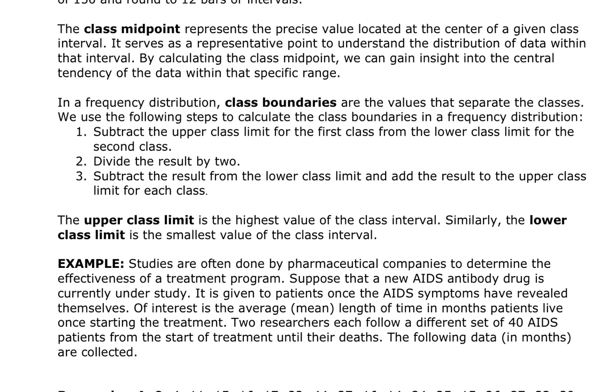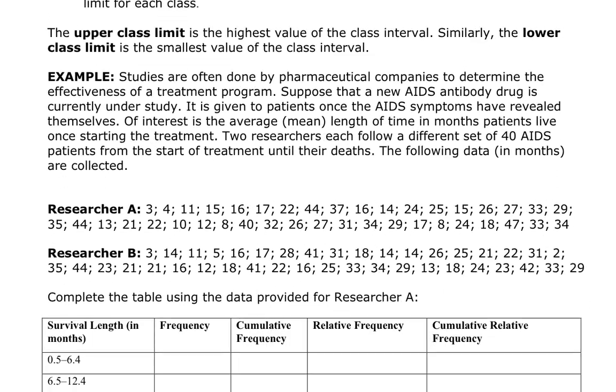The upper class limit is the highest value of the class interval. The lower class limit is the smallest value, which is what we talked about. So now let's go through an example.